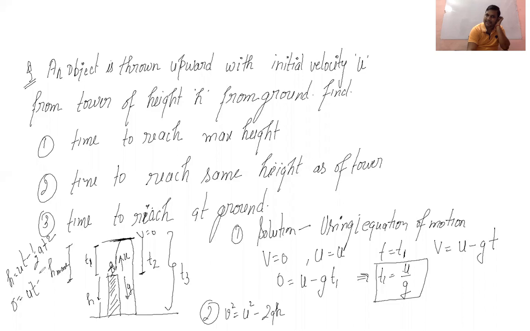So when t is equal to 0 and t is equal to 2u upon g, this will be the two solutions, because at t is equal to 0 you are here, and at t is equal to 2u by g you are here. So this is one of the very beautiful concepts of physics.